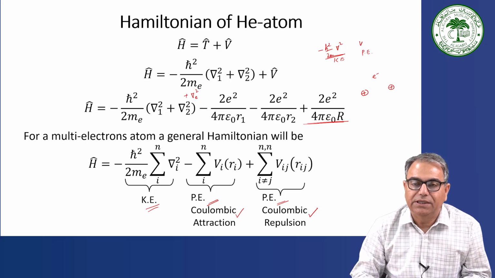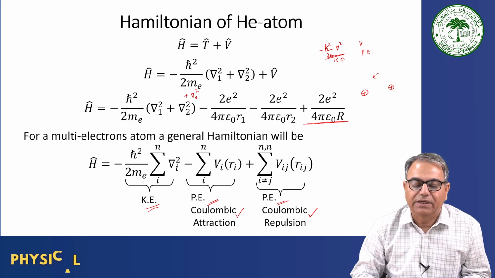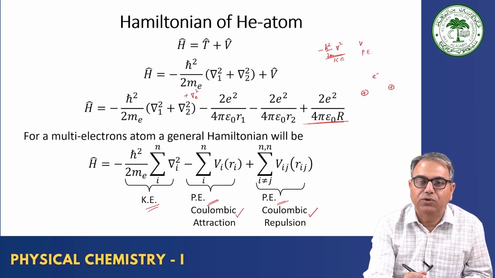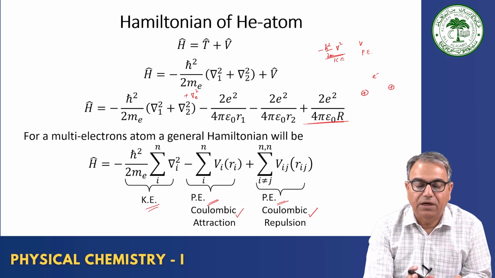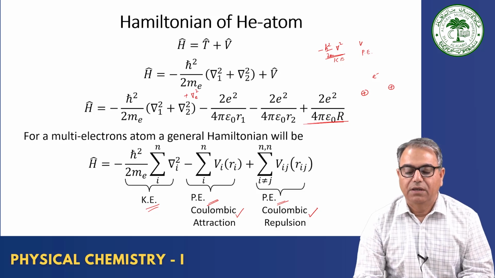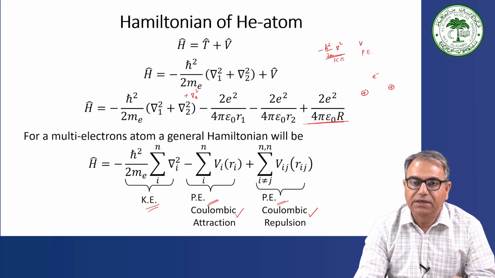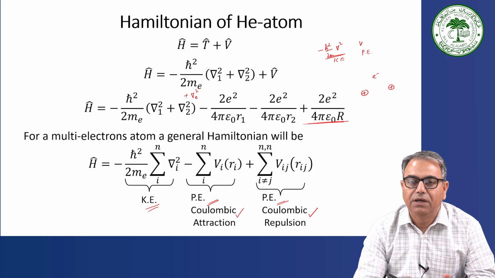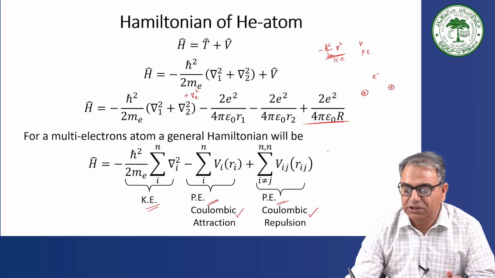But one consolation is this: if you have many nuclei and many electrons, then the nuclei being very heavy, we suppose them to be static, and we neglect all the kinetic energy terms related to the nuclei. So when you write the Hamiltonian for a system like a helium atom or other atoms, we neglect all the kinetic energy terms related to the nuclei, because the nuclei being heavy are supposed to be static. Of course this is an approximation, and this approximation is called the Born-Oppenheimer approximation.